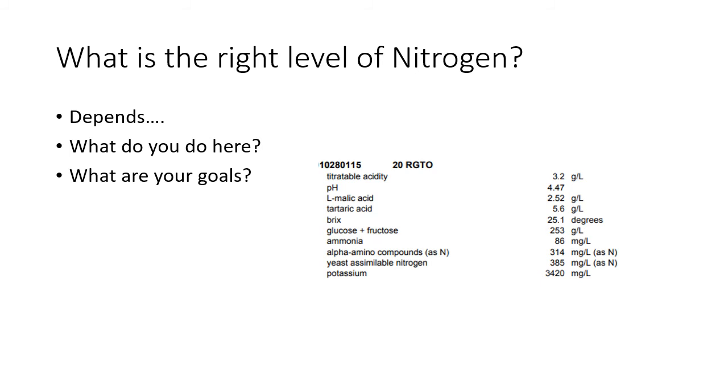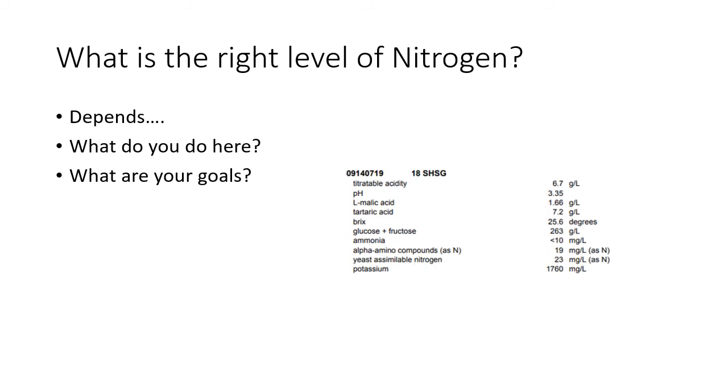And what might be some good decision-making steps for fermentation? But then I get this, and this shatters my core. So we look at this. This is our 2018 Seven Hills Sangiovese. 23 milligrams per liter of yeast assimilable nitrogen. What do you do here?